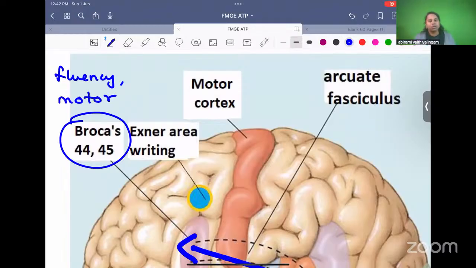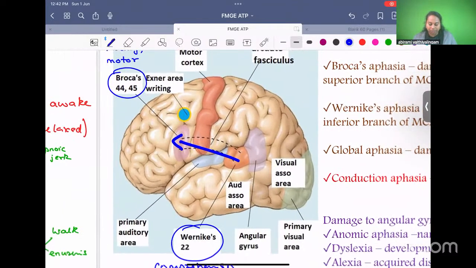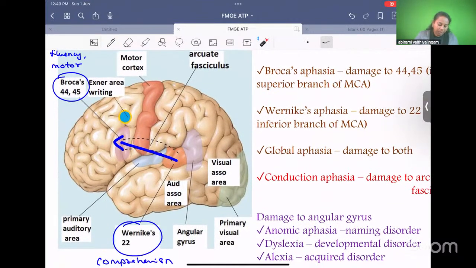Motor means it is going to help you in motor speech. It is going to connect to the motor cortex. It is going to make you move your muscles to speak. So two important areas, Wernicke's area and Broca's area. See where they are located. Broca's is on top, on the frontal lobe. Wernicke's is down, on the temporal lobe. This is frontal and this is temporal lobe.